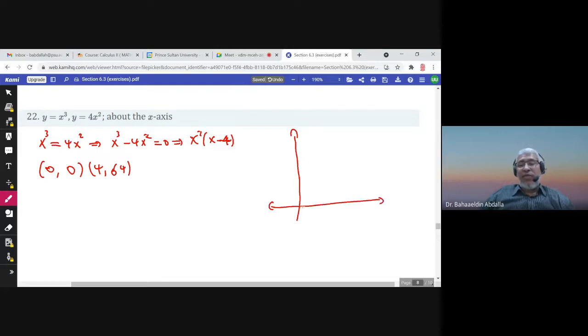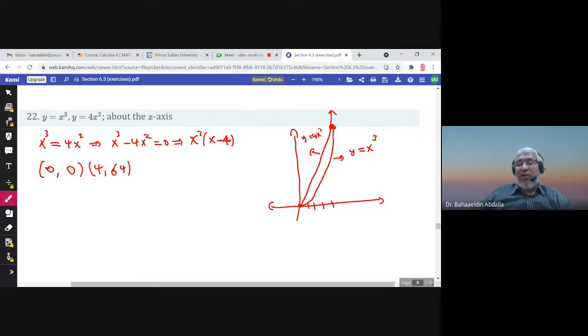Now, this is 0, 0, and assume that this is 4 and 64. So x cubed will go like this, and 4x squared will go like this. So they will meet here. This curve is y equals x cubed, and this curve is y equals 4x squared. You can check and make sure that this is correct.